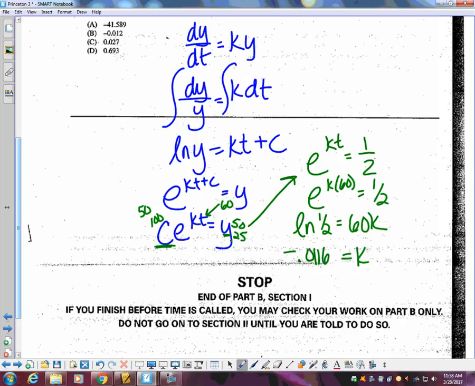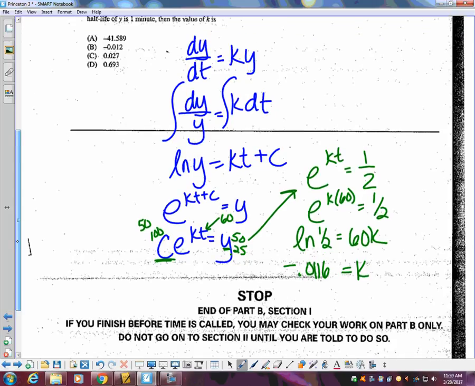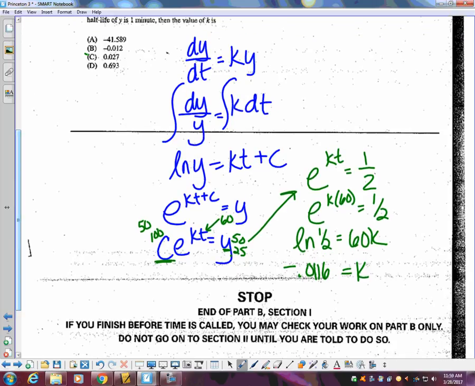Negative 0.0116. Negative, obviously, because it's decreasing, so it makes sense that it's negative. So we're going to go there. Okay, so make sure you're cool with that 1/2. And now I just made up numbers.